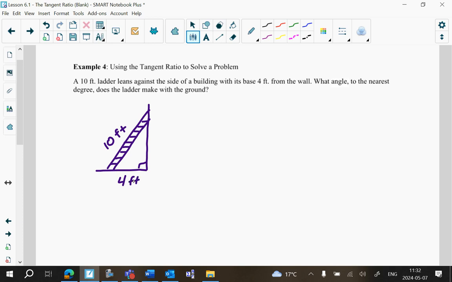And then we want to label the missing angle that we're trying to find with a letter. You call it whatever letter you want. Let's just use X. Which angle is the one I'm asked to find? Well, this one obviously is 90. Is it this one or this one? The angle the ladder makes with the ground has to be this one. This is our X.